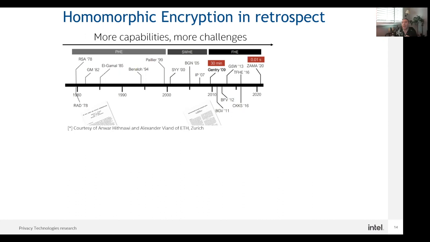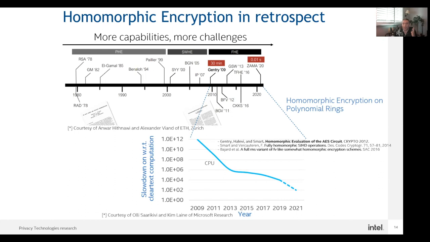I'm not going to talk about that now, but what I want to point to your attention is the following: in the past 10 years, since fully homomorphic encryption was invented, in the very beginning, it was a trillion times slower than clear text, okay?